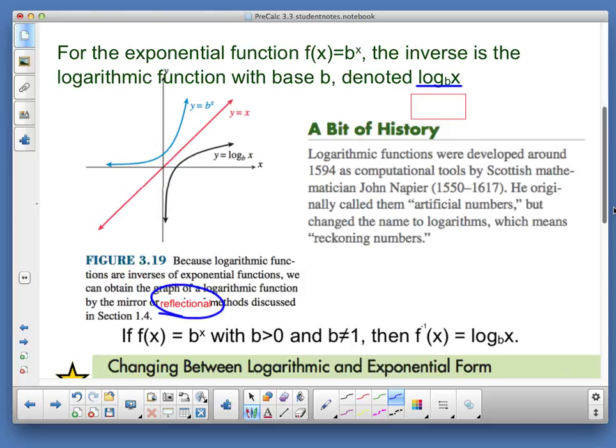We talked about being reflected across the line. We switched your x and y values. And we will even use that idea to graph logarithmic functions. It'll actually graph faster for you.